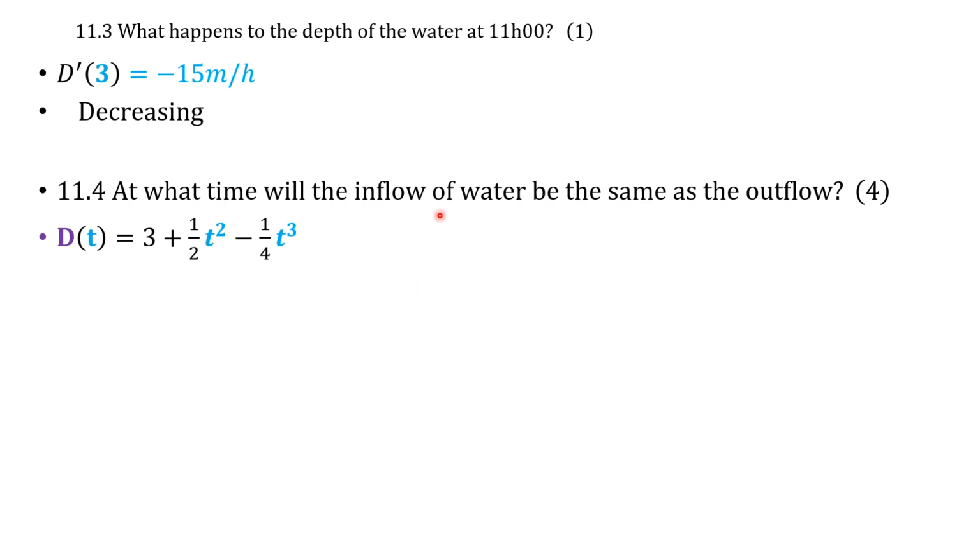Next question. At what time will the inflow of water be the same as the outflow of water? We have D(t) = 3 + (1/2)t² − (1/4)t³. So rate of water going in, rate of water out. So automatically we have to find the first derivative. Again, remember the derivative of 3 equals 0. 2 times a half gives me 1t. 3 times negative 1 over 4 gives me negative 3 over 4 t squared. So equate that to 0, because the water going in and the water going out is the same.